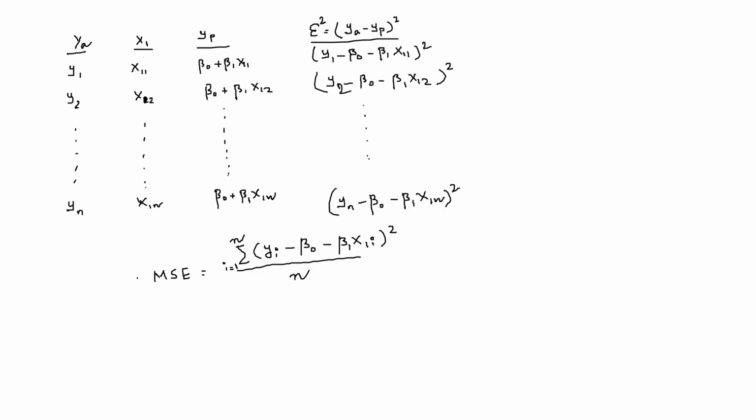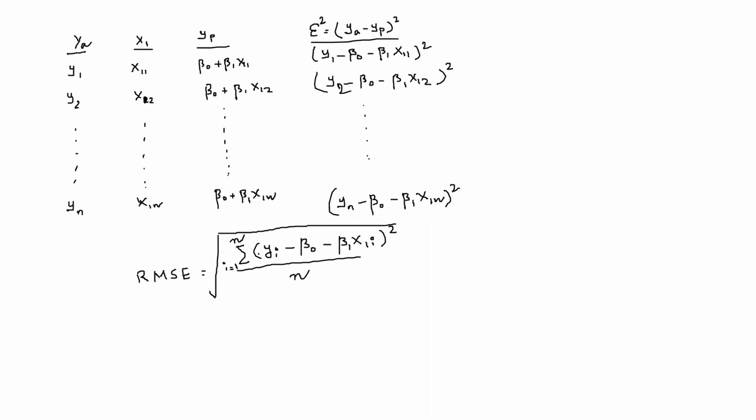And then, to make sure that y actual and y predicted have the same dimension, I take a root. So that's why we call it root mean square error. This is what we try to minimize. So I try to minimize this particular value.